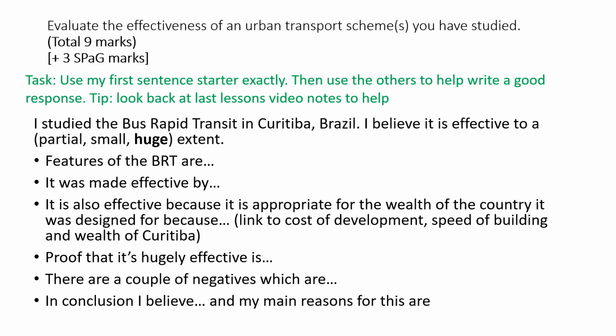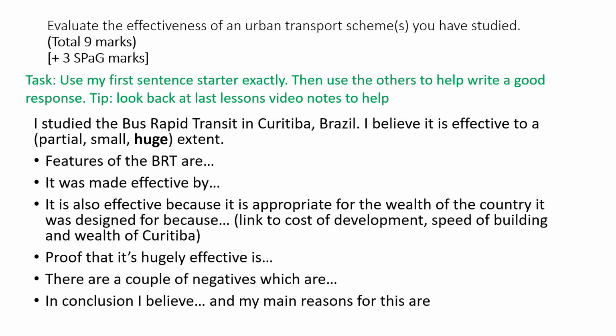I'm going to list those things, and then I'm going to make a comment about its suitability. So it was also effective because it is appropriate for the wealth of the country it was designed for. You've got to remember, Curitiba was a newly emerging economy, not the wealthiest country in the world, not the poorest, but they didn't have a lot of money to spend on this. So actually, making a bus rapid transit rather than a subway was very, very effective. So you can link that to your question in evaluating the effectiveness.